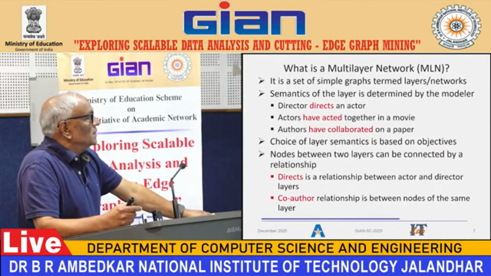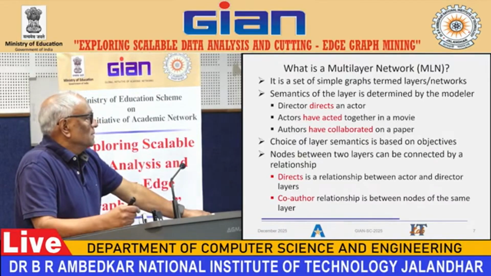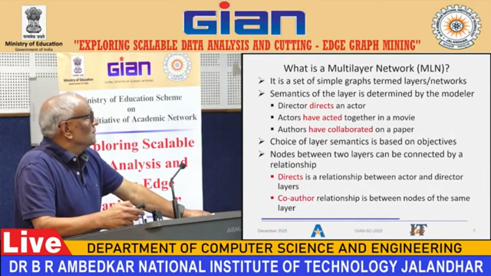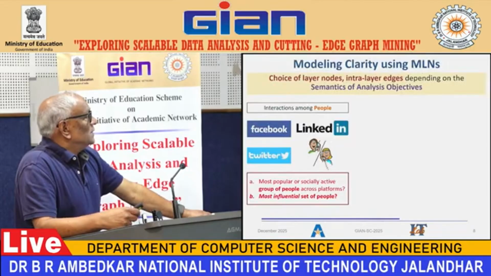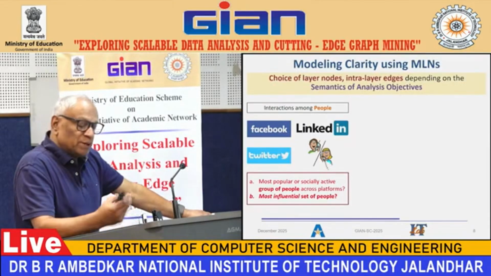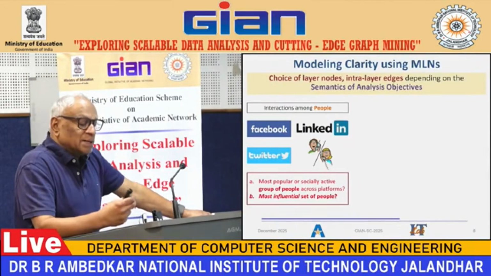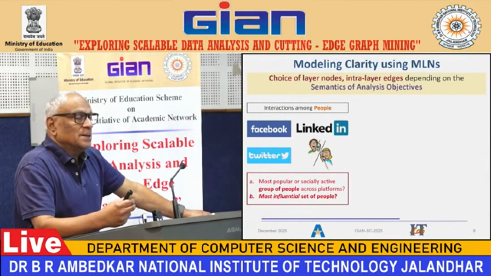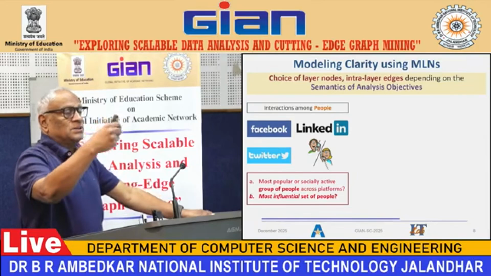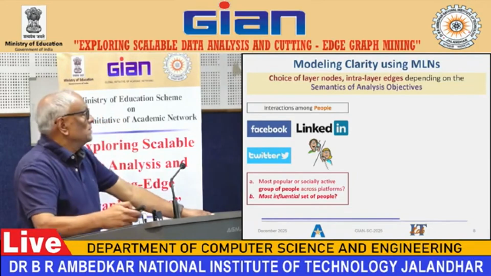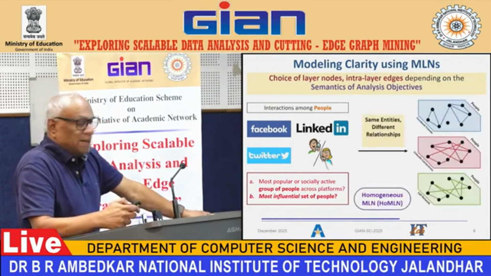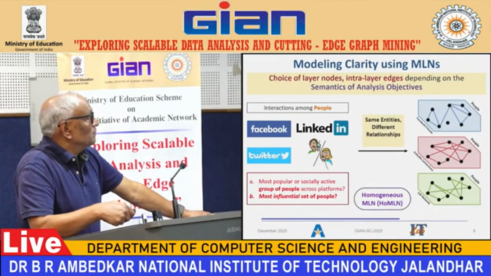Nodes between two layers can also be connected. Directs is a relationship between actor and director. The co-author relationship is between nodes of the same layer. So let us take this example and see how we can model this. We cannot certainly model it as a simple graph, right? But we can model it as a separate simple graph. So this one is modeled as 3 layers.